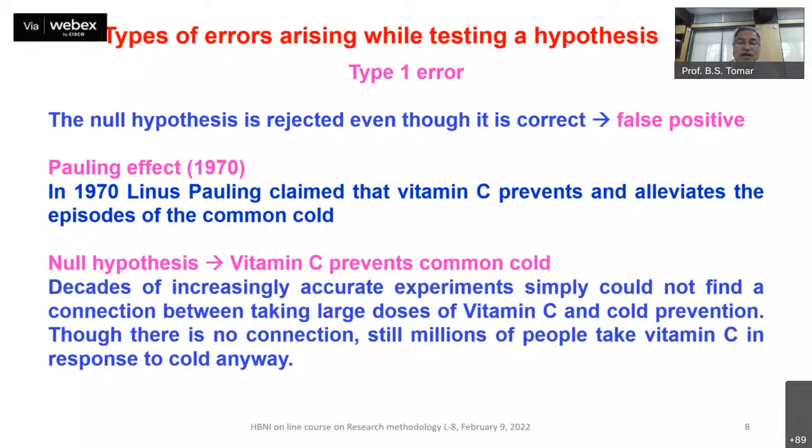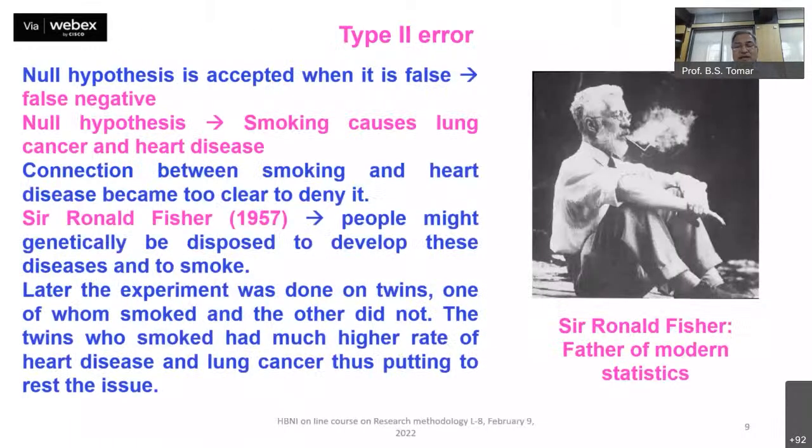That means vitamin C does not prevent common cold, but you take vitamin C thinking that yes, it will do it. So this is the kind of thing that happens out of these studies. There is another type of error, called type 2. Type 2 error means the null hypothesis is accepted when it is false. That is called false negative. It is actually false, but you accept the null hypothesis.